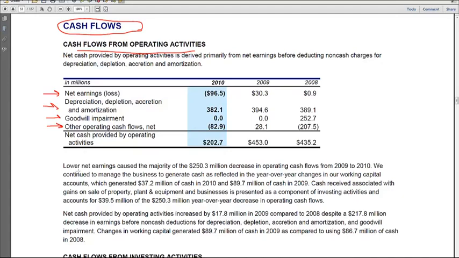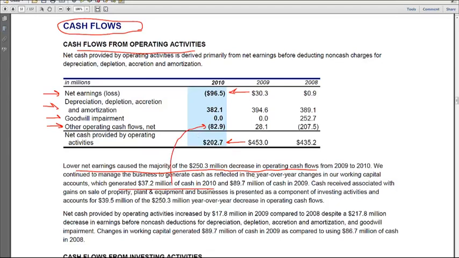So what they say is lower net earnings caused the majority of the $250 million decrease in operating cash flows. So that makes sense. Earnings went down, net cash went down. We continue to manage the business to generate cash as reflected in the year-over-year changes in our working capital accounts, which generated $37.2 million of cash in 2010, which we can't really see here because it's lumped in with everything else.